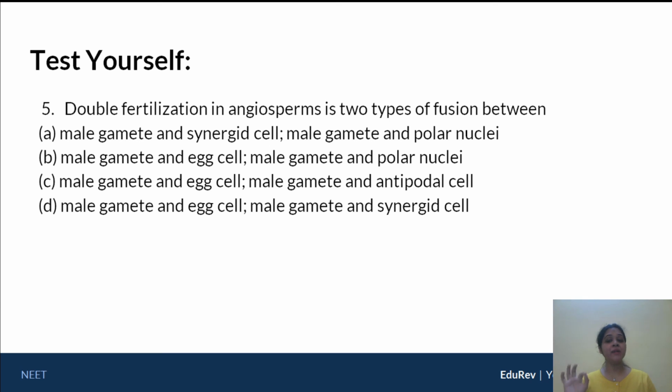Male gamete and egg cell, male gamete and antipodal cells. Now we have already studied that the antipodals do not have a function as such. Male gamete and egg cell, male gamete and synergid. So this is again out of the question. There is no fusion with the synergid. So the answer here is option B.